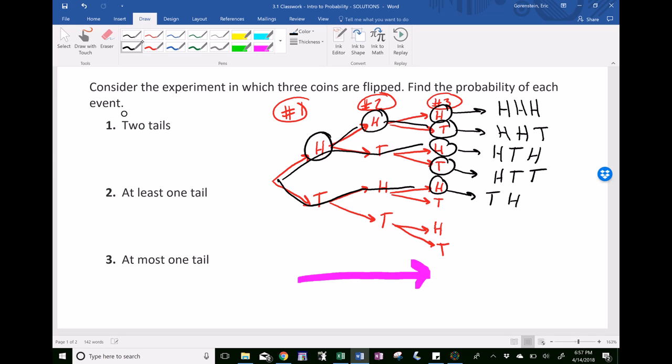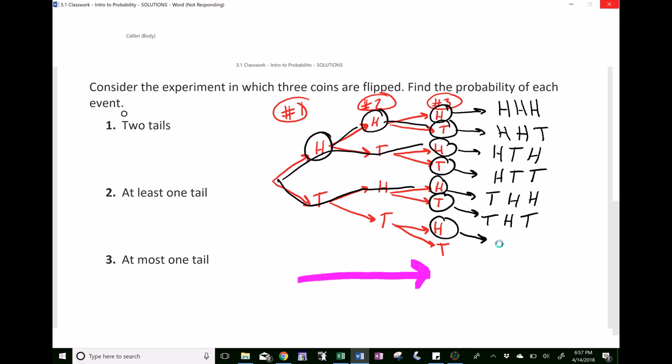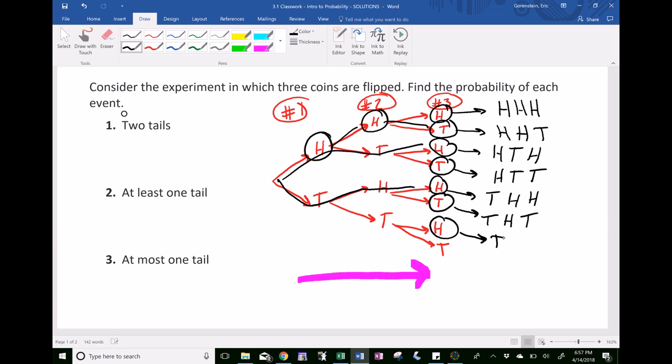Tails, heads, heads. Ending here would be tails, heads, and tails. Ending here, tails, tails, heads. And finally, tails, tails, and tails.